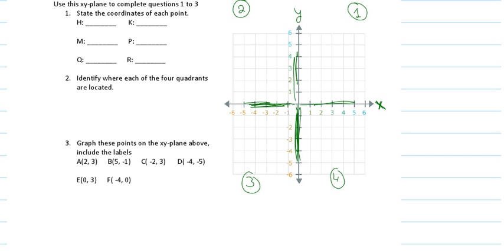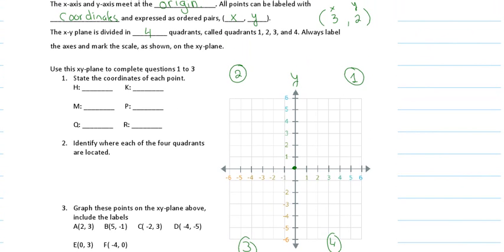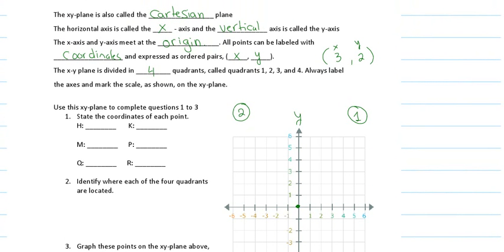And then this point right here is called the origin, and it is (0, 0). So I want you to add this to it. The origin, and then (0, 0) next to it. Zero, comma, 0. So this is where your origin is.